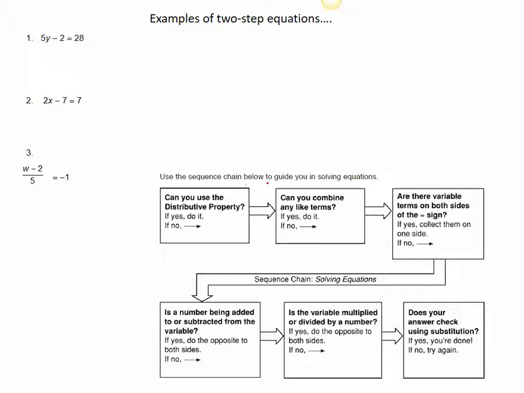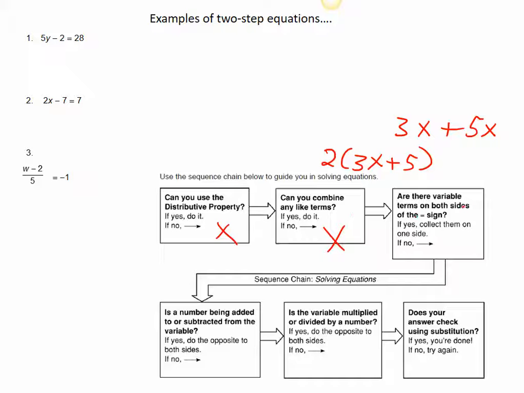These are actually from a worksheet that you already did, and you should already know how to do these. So the first one is 5y minus 2 equals 28. We're going to go through this using these steps. So the first one says, can you use the distributive property? Remember, distributive property is when you have something with parentheses. There's none of that in this one, so that's a no. So we move to the next step. Can you combine any like terms? That would be like 3x and 5x on the same side of the equal sign. None of those in this one either.